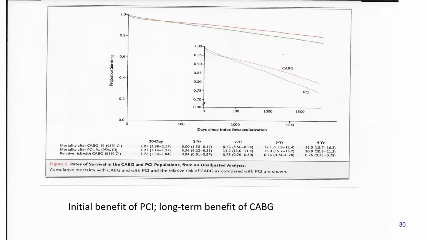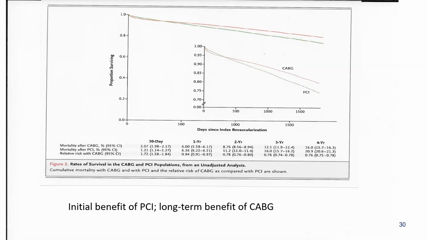And so these are the results in terms of the survival in the two groups. You can see here that there's an initial benefit for PCI, but the long-term benefit favors the bypass surgery. And so, having adjusted for all the potential confounders, we would have pretty good confidence that these results are accurate or meaningful.